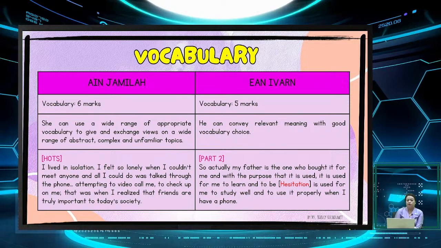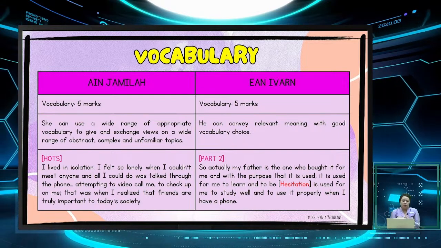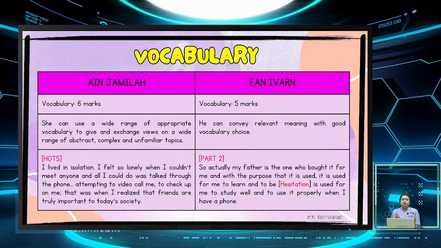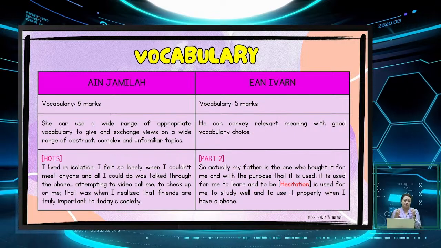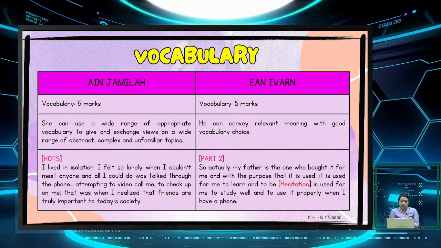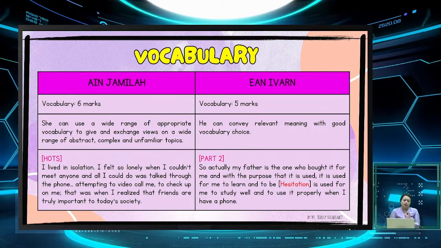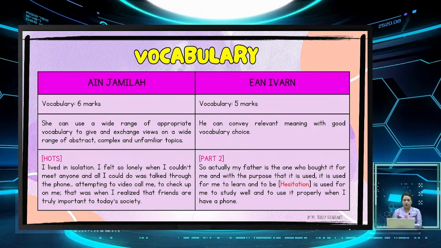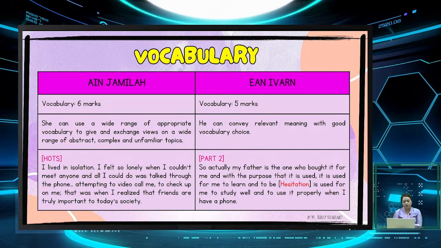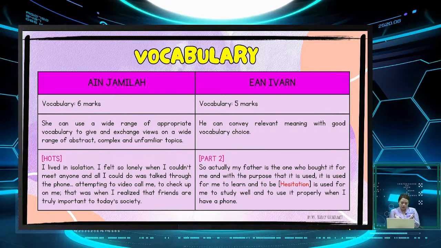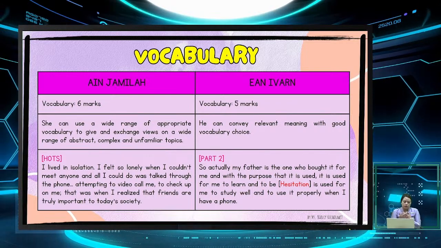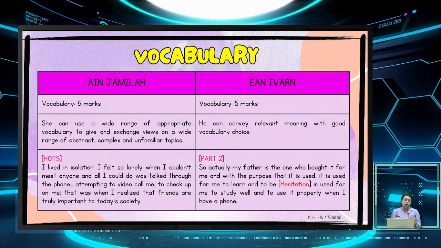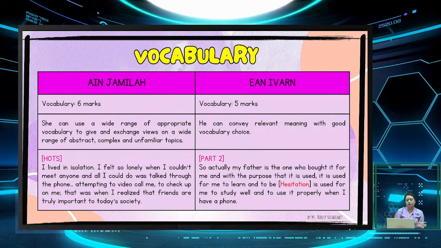Okay. For vocab, as you can hear from the video, Ain can use very good words or less common lexis. In terms of her vocabulary, it's quite advanced compared to Ian. For example, isolation. We don't use the word isolation a lot, especially for our students, right? But Ain used the word isolation. For example, this is her answer: all I could do was talk through the phone, attempting to video call me, to check up on me. So you don't usually use these words in your daily conversation, right? Because of this, Ain scored 6.